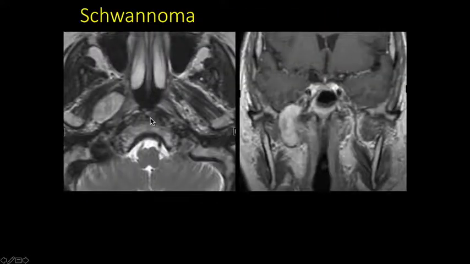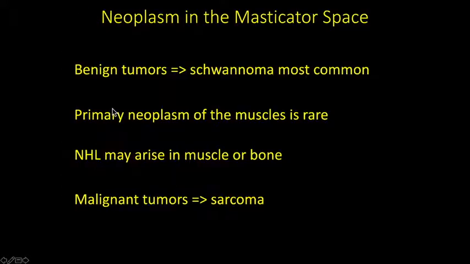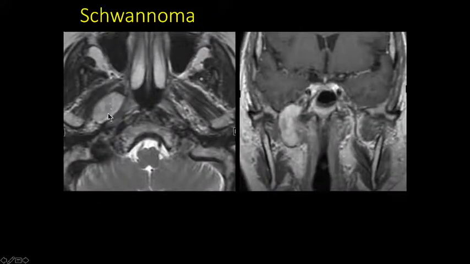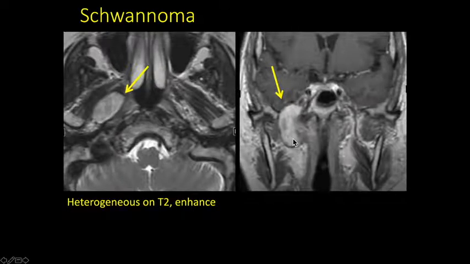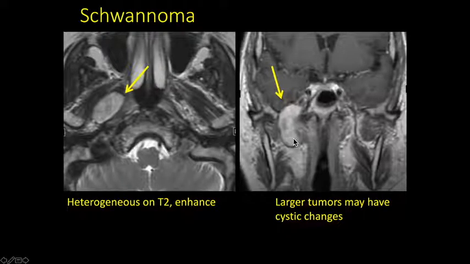So here's an example of a schwannoma. We're just below foramen ovale. You can see this ovoid mass on the patient's right side. And on the coronal, you can see it widening foramen ovale and extending from the Meckel's cave area down into the masticator space. These get more heterogeneous on T2 and on T1 post-contrast. As they enlarge, they start to have some areas of cystic breakdown.